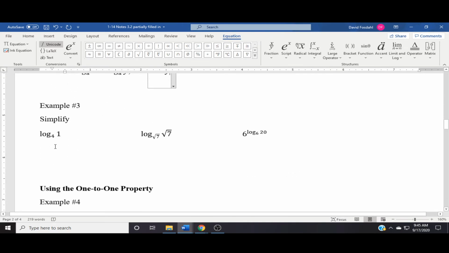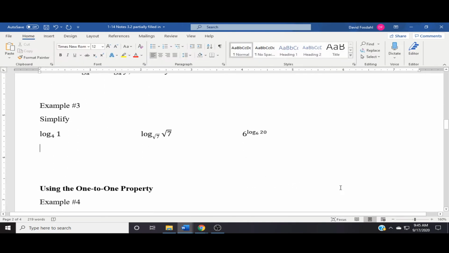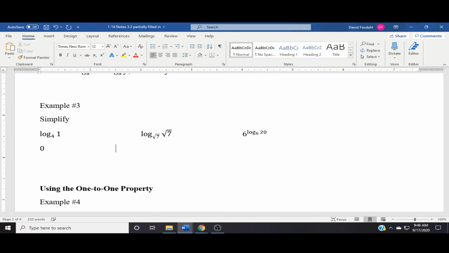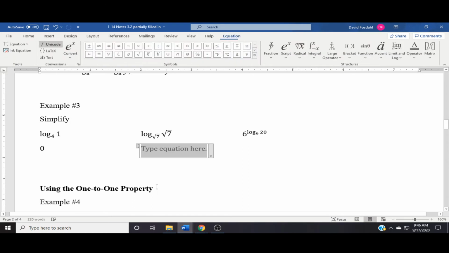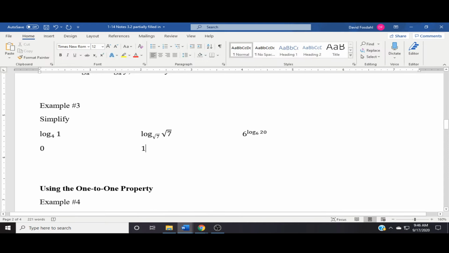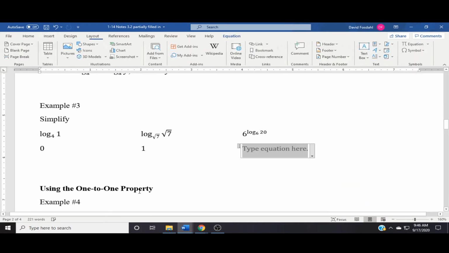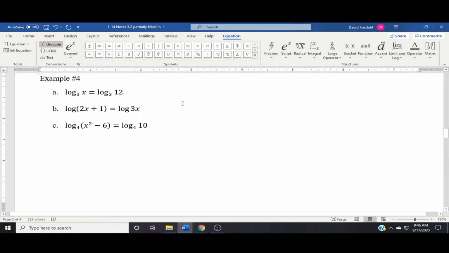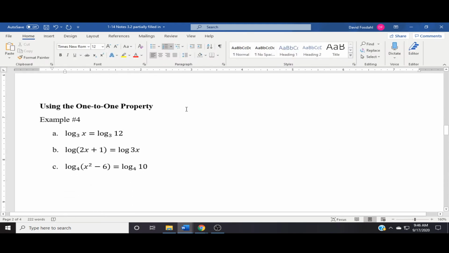So, let's look at some of these. Let's simplify them. Log base 4 of 1 will just give us 0, because log base a of 1 is always going to give us 0. Log base 7 of the square root of 7 is going to give us 1 because it's the same. And 6 to the log base 6 of 20 is going to cancel, so all we're going to be left with is 20.